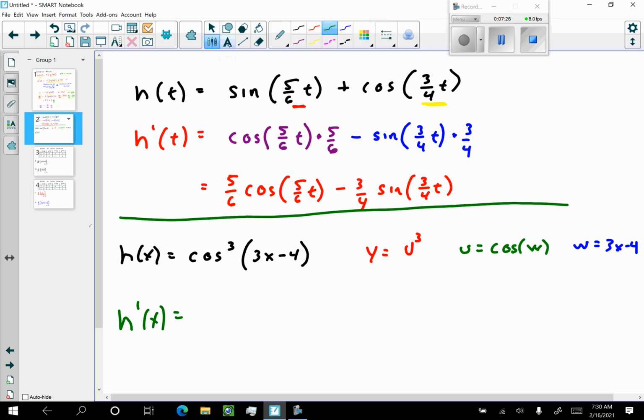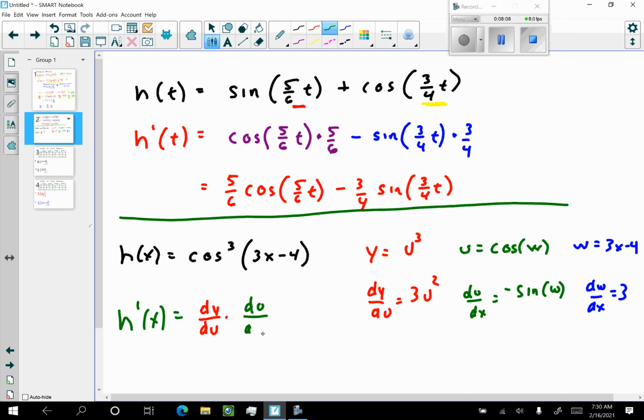I have 3 links to this chain. Right over here, I'm going to find these 3 easy derivatives. dy du is 3u squared. du dx is equal to negative sine of w, and dw dx is equal to 3. So therefore, this derivative is going to be dy du times du dx times dw dx.